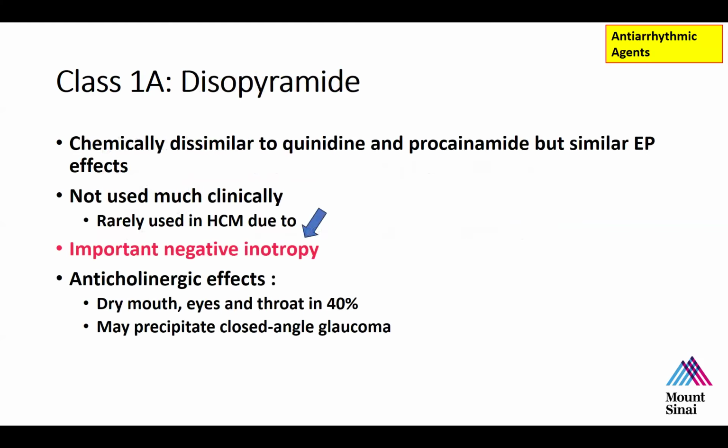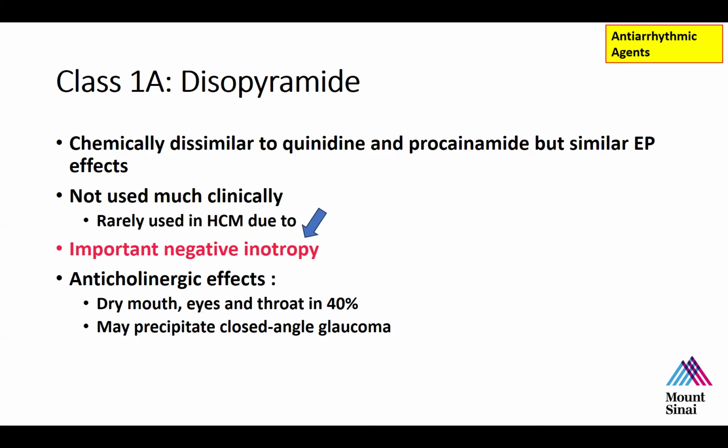And just for completeness sake, looking at all the class 1A agents, disopyramide is actually chemically dissimilar to quinidine and procainamide, but it has similar electrophysiologic effects, and for that reason, it's considered a 1A agent as well. It's rare that we use this medication in present clinical use, and probably the only real usage that I have seen in my career, spanning since I was a doctor in 1991, is use in hypertrophic cardiomyopathy.